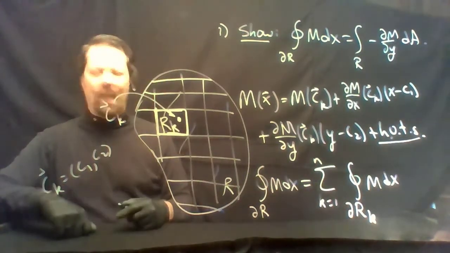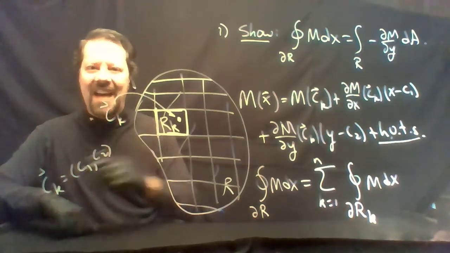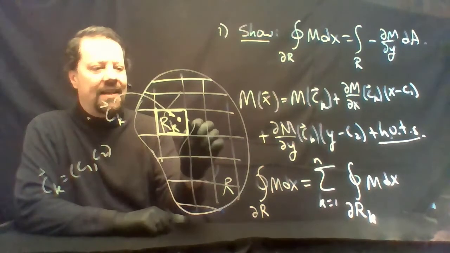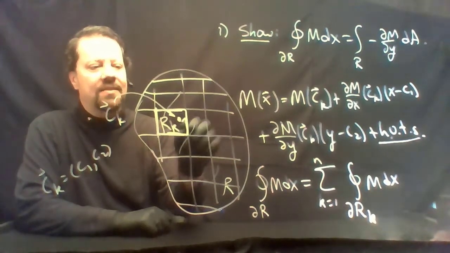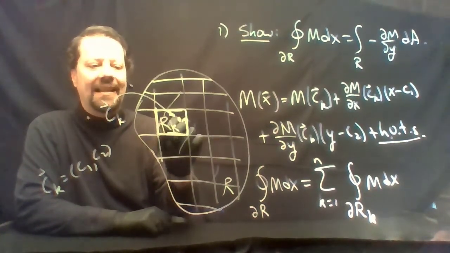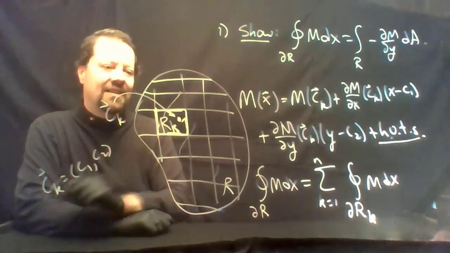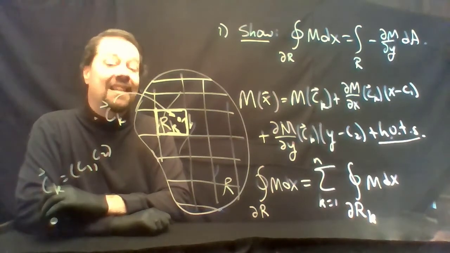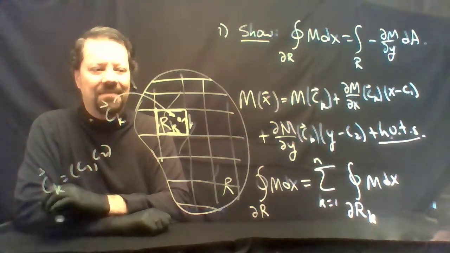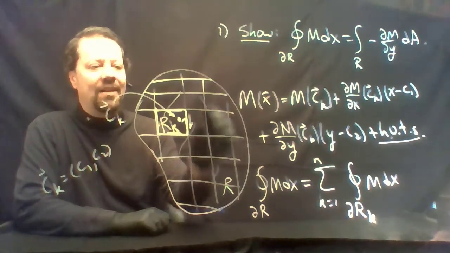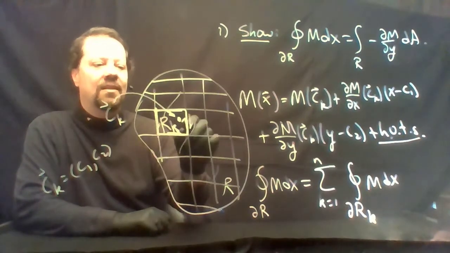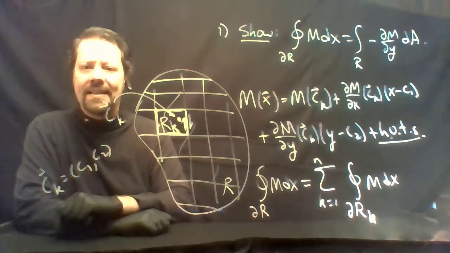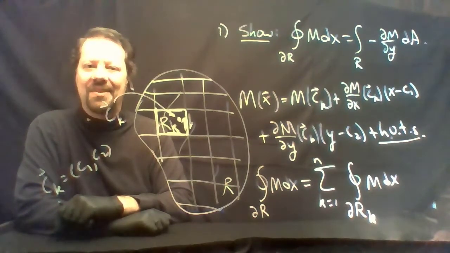Now, why is that true? That follows because of something called the cancellation principle. As we're going around these little cells, we have to go around them in a counterclockwise fashion. But on an adjacent cell, we'll be going in exactly the opposite direction. So if we integrate around all of these little cells, we'll be going around each little boundary piece on the interior twice, but in opposite directions.